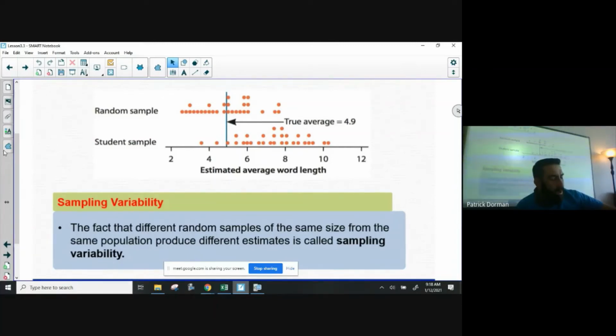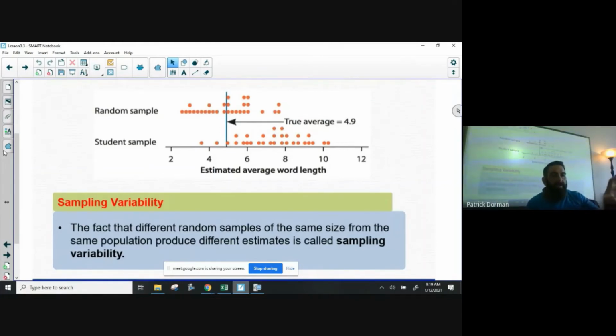So, for instance, if I was interested in the average height of a student here at Cleveland High School, I could find out the heights of every single student, and I could find out the actual true average height of the population of students. And then if I was to take a small sample of those students and find the mean of the sample, it's never going to be exactly the same.